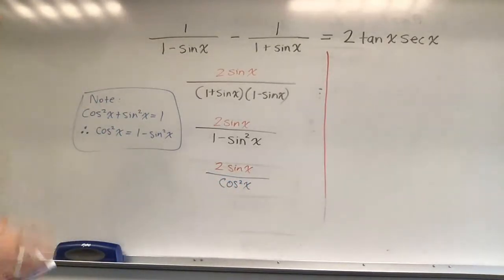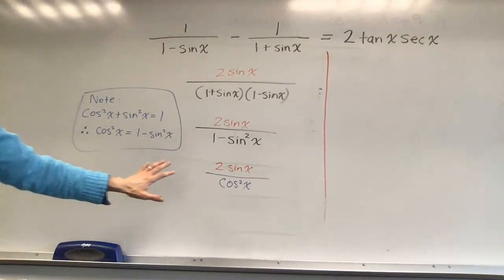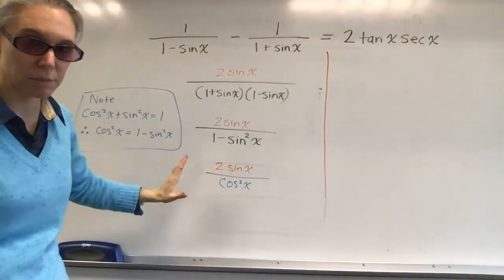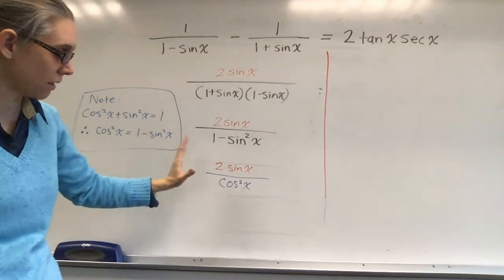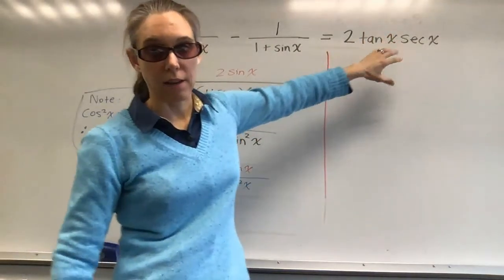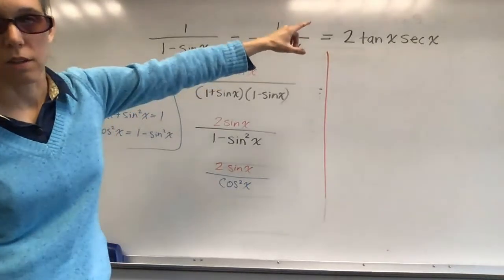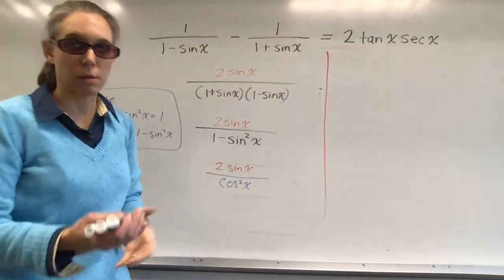Okay, so meanwhile, you may notice that on the right-hand side, I have a tangent and a secant, and so I'm keeping my eye on the ball. How do I rewrite this as that? Now, I can either split this up, or I can just work on the right-hand side. So it's up to you. Let me show both ways.